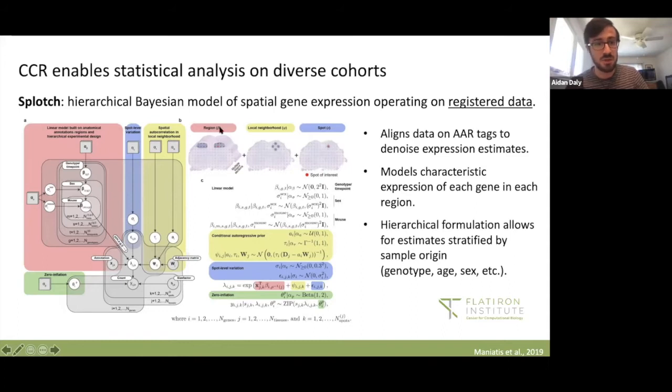And the region-specific expression is formulated hierarchically so that you can stratify different samples based on genotype, age, sex, et cetera. So you could start with a bunch of mice and have mouse-specific expression, then average over all your male mice of a certain genotype to see what's your male-specific expression. Then your genotype-specific expression, time point. It's a very flexible, cool formula that depends on common coordinate registration.